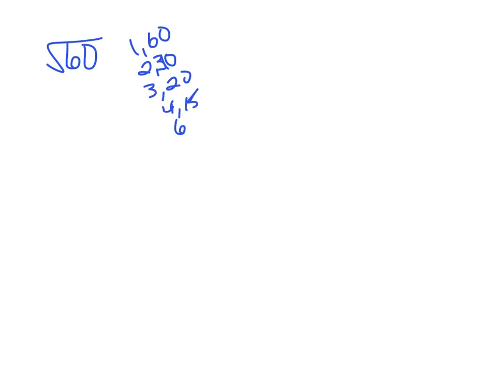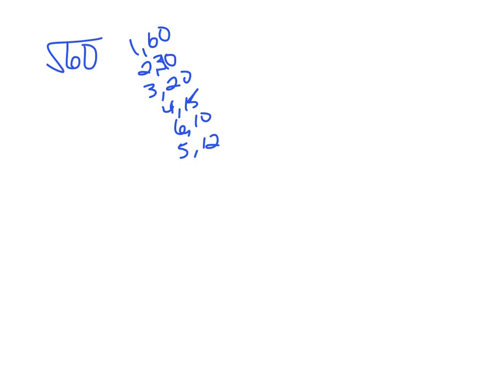So let's say the square root of 60. I want to think about all the things that multiply to be 60, and if you can't just think of them in your head, you might want to list them out to the side. 2 times 30, 1 times 60, 3 times 20, 4 times 15, 6 times, oops, I missed 1, 10, 5 times 12. So those are all the factors of 60.